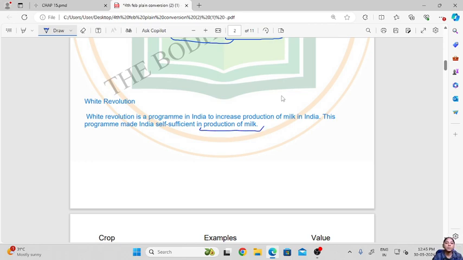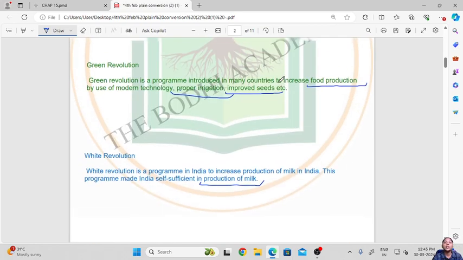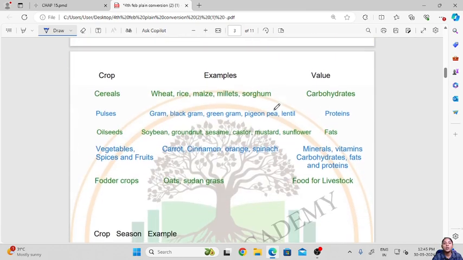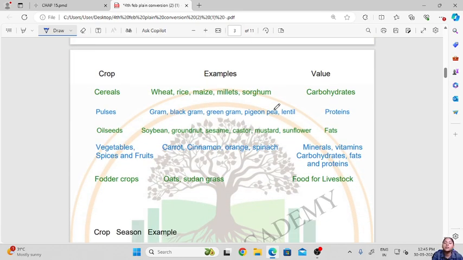Now let us learn what are the different types of crops which are grown, with some examples and the values, or what kind of nutrients they provide. So the first one are the cereals. The cereal crops like rice, maize, wheat, millets, or sorghum. Now all these cereals will provide us with carbohydrates, right? Rice, wheat, all these provide us with carbohydrates, which give us energy.